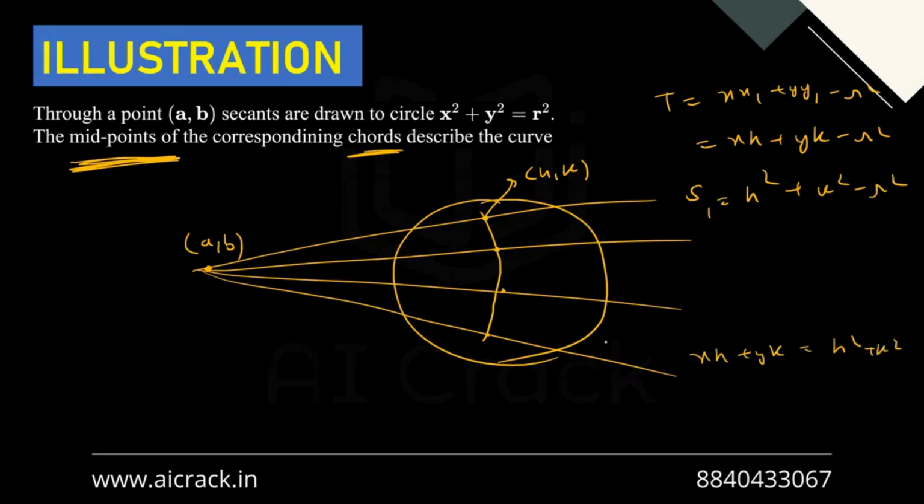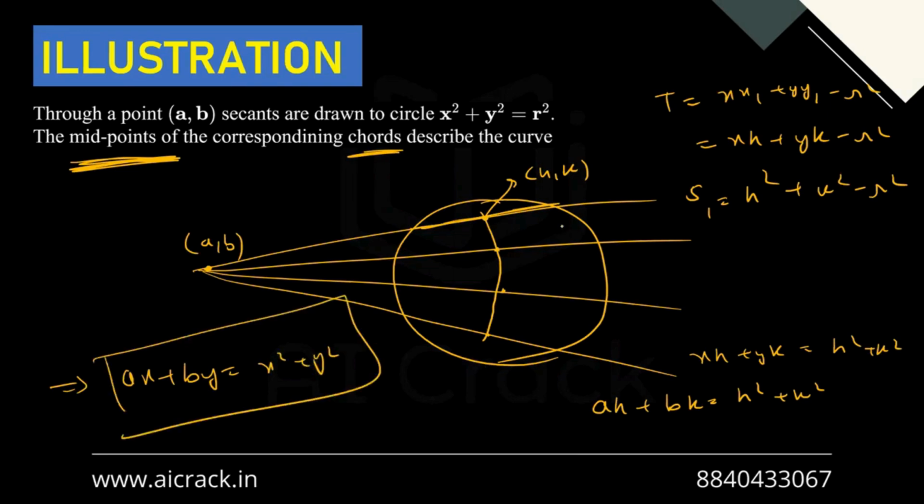Now we know that we have written down the equation of all these secants, basically all these chords. These chords are nothing but secants only. All these secants are passing through this point (a, b), so we can put the value (a, b) in place of (x, y). That gives us ah + bk = h² + k². Now we can replace h and k with x and y to get the final equation of the locus. That would be ax + by = x² + y². So this is the locus equation for this particular problem.